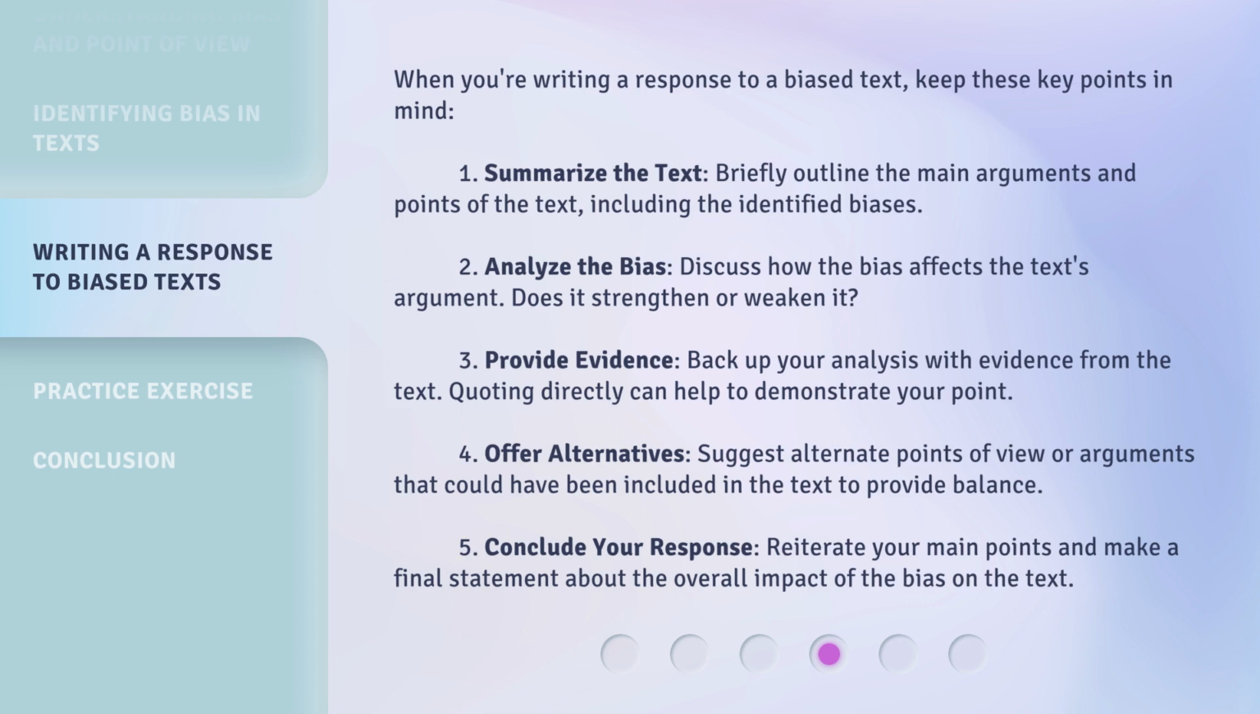4. Offer alternatives. Suggest alternate points of view or arguments that could have been included in the text to provide balance. 5. Conclude your response. Reiterate your main points and make a final statement about the overall impact of the bias on the text.